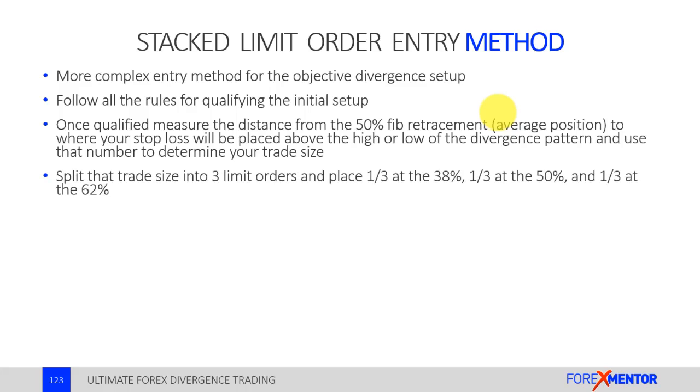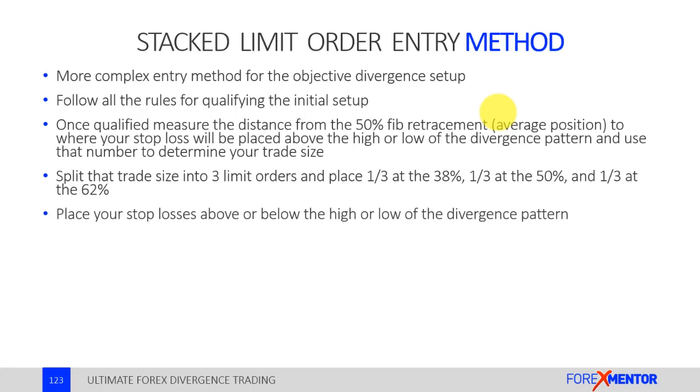Now we're going to split that trade size into 3 limit orders, and we're going to place 1/3 at the 38%, 1/3 at the 50%, and 1/3 at the 62%. We're going to place our stop losses above or below the high or low of the divergence pattern, so our stop loss is the same. We're going to place our targets at the 127% Fibonacci extension.